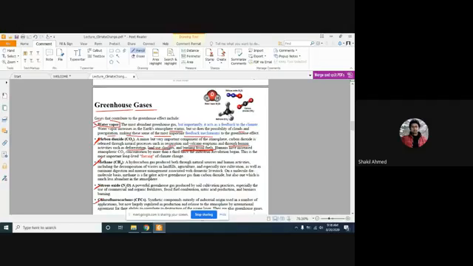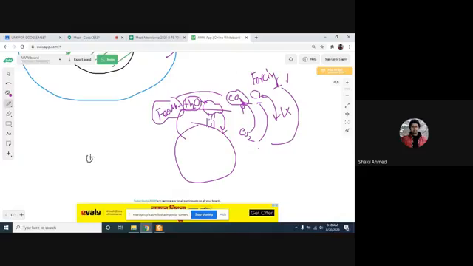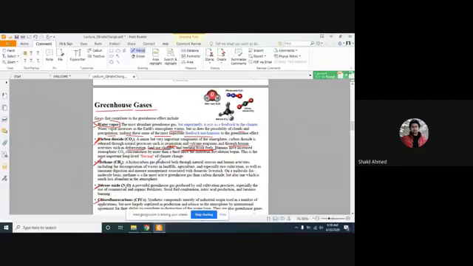So we are focusing here mainly on the sources of greenhouse gases. For example, for carbon dioxide, one source is respiration. Respiration means, for example, as a human being, you take oxygen, but you give back what? Carbon dioxide. So that's respiration, right? Through this process of respiration, you emit carbon dioxide.